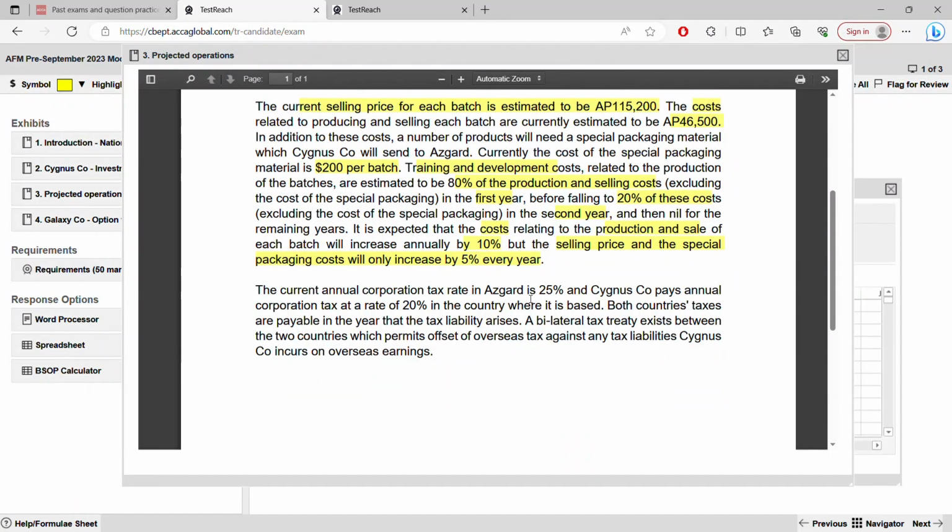Tax rate in ASCA is 25, but in Synax, wherever he is related, it is at 20%. You see? But they have a double tax treaty. Double tax treaty means he's not going to pay extra. I mean, he's going to be offset for the extra tax he has paid overseas. Okay, bilateral tax treaty is there. So corporation tax is 25. And here it is 20%.